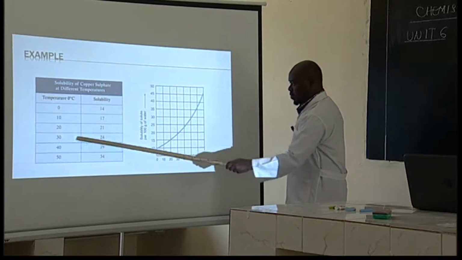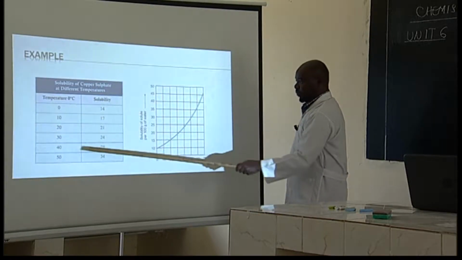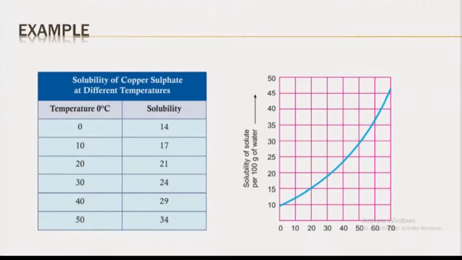At 30 degrees, it is 24. 40 degrees, it is 29. And 50 degrees, it is 34. What do you realize when you look at the values we have here? As temperature increases from 0 up to 50, solubility is also increasing.